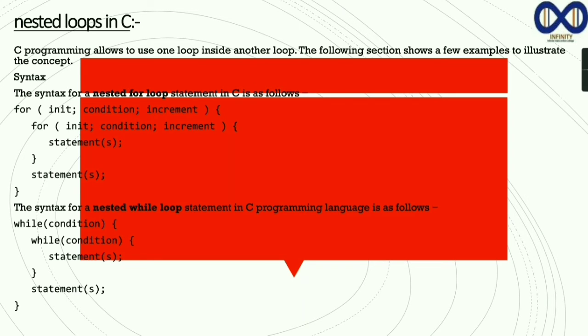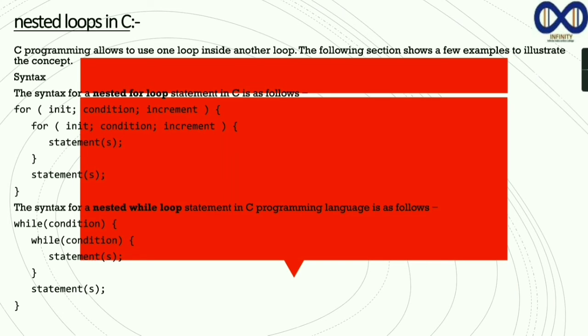Nested loops in C. C programming allows you to use one loop inside another loop. The following section shows a few examples to illustrate the concept. This is the syntax. The syntax for a nested for loop statement in C is as follows. For init, condition, and the increment of the value. Here the for loop will use init, condition, increment, and then the statement, whichever type of statement is needed.